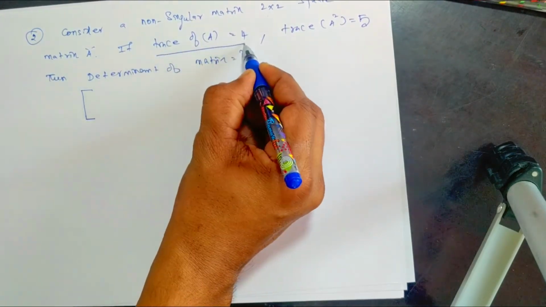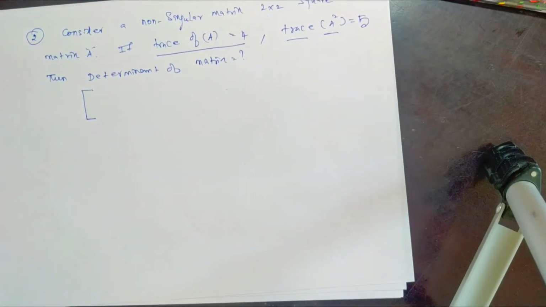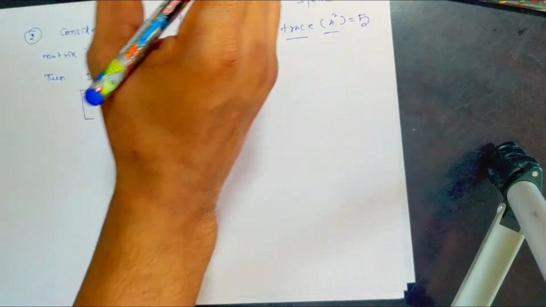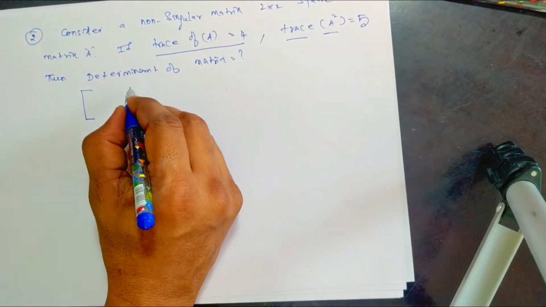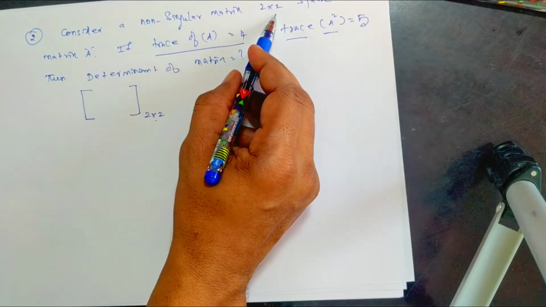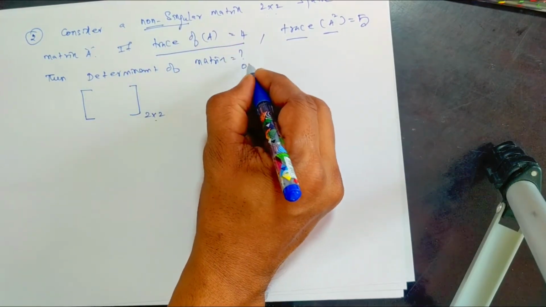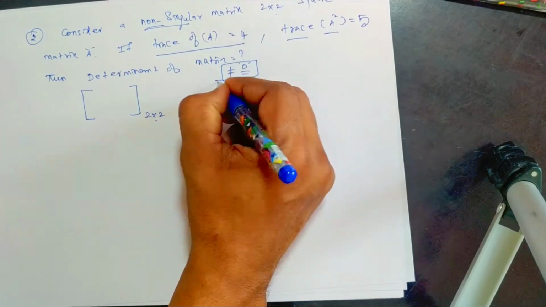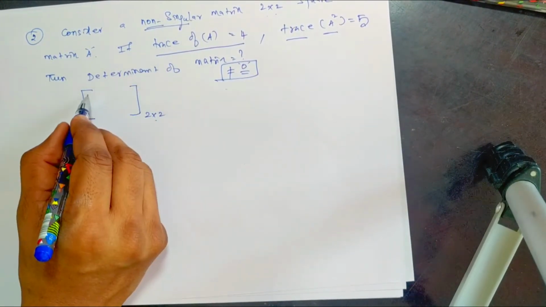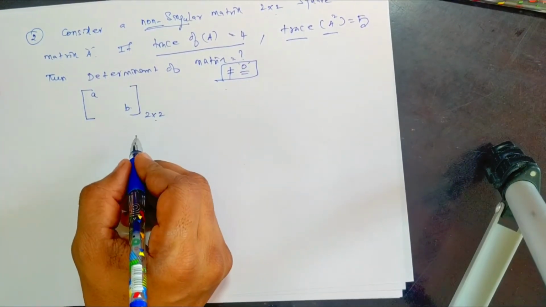And the next one: consider a non-singular 2 cross 2 square matrix. If the trace of A is 4 and the trace of A squared is 5, calculate the determinant of the matrix, again which is similar to the previous problem. We do not want any other information, which is a 2 cross 2 matrix. The important point is that it is non-singular, so the determinant value is not equal to 0. So we have some value for this particular determinant. And trace means we want only the principal diagonal. Let us assume this is A, B.